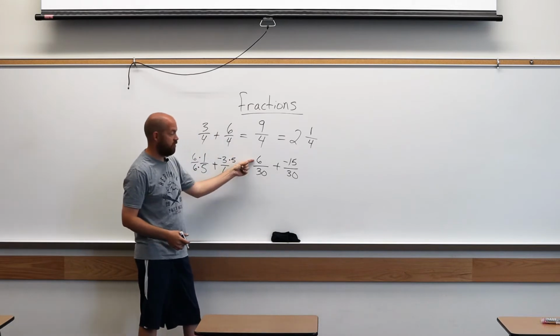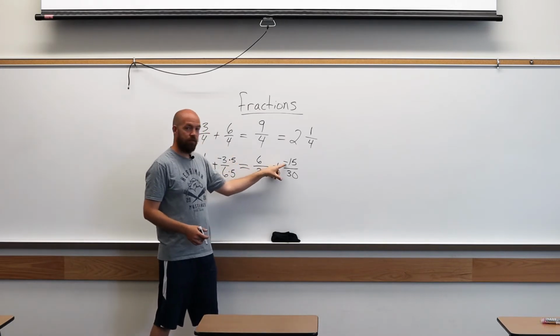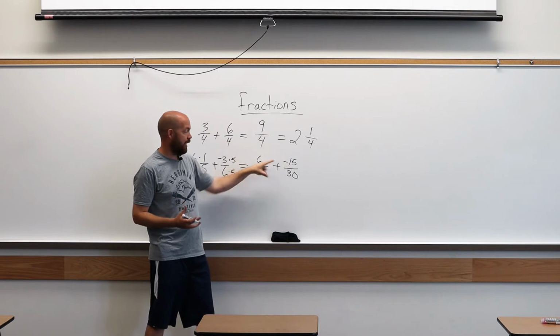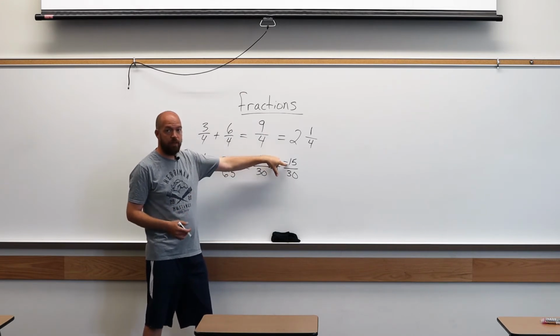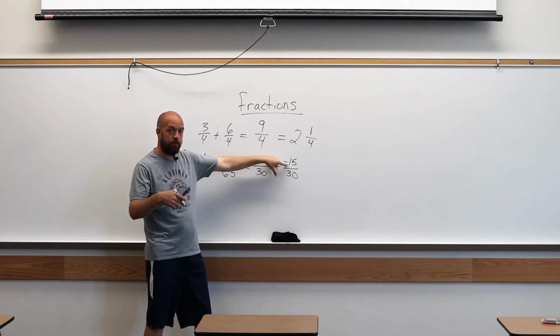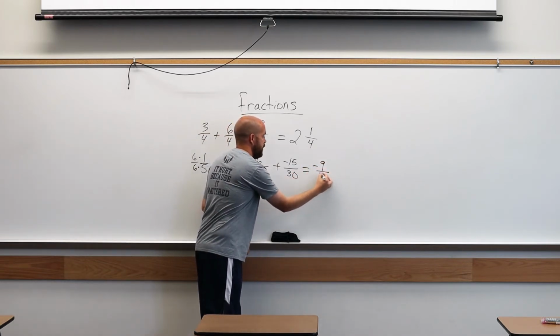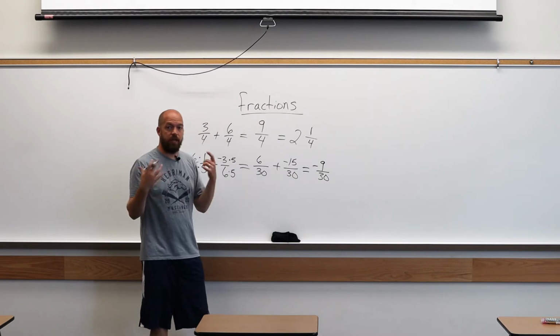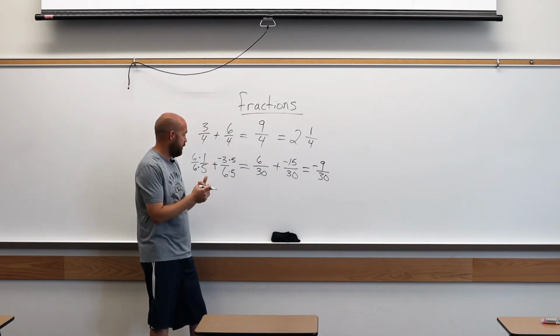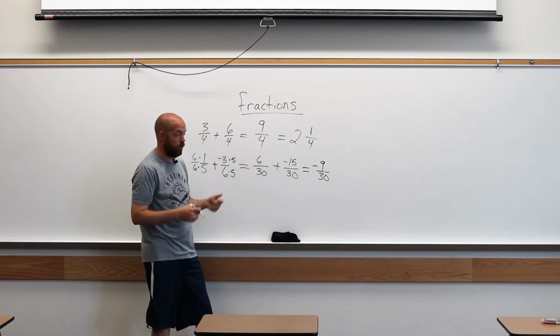So I've got 6 of these things plus negative, so now I'm losing something. I had 6 of them, now I'm losing 15. 6 plus negative 15 would be negative 9. So I've got negative 9/30ths. I just combined them, or added them together or subtracted, however you want to think of that.